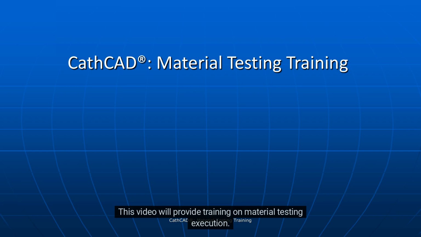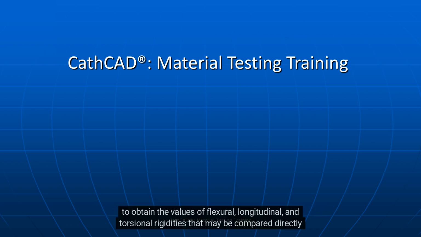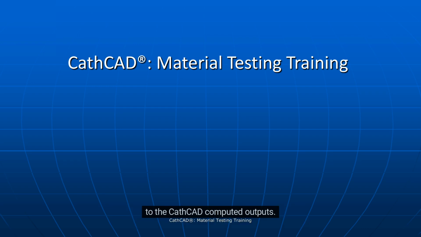This video will provide training on material testing execution. This section will instruct the user on the test methodologies required to make measurements on catheter specimens to obtain the values of flexural, longitudinal, and torsional rigidities that may be compared directly to the CathCAD computed outputs.